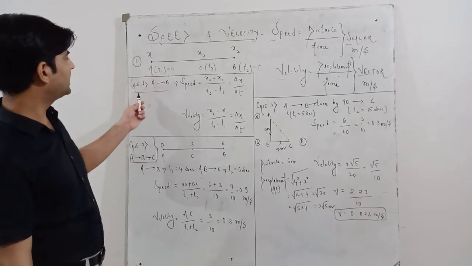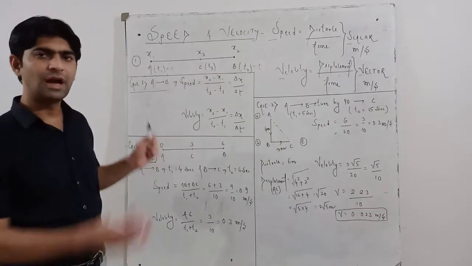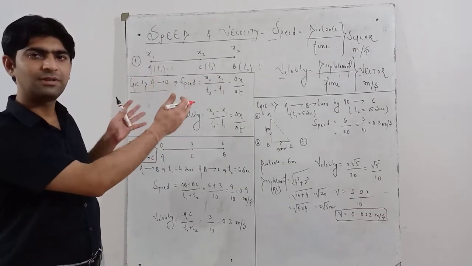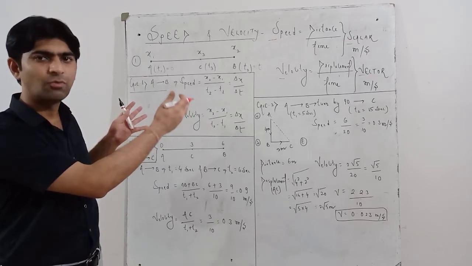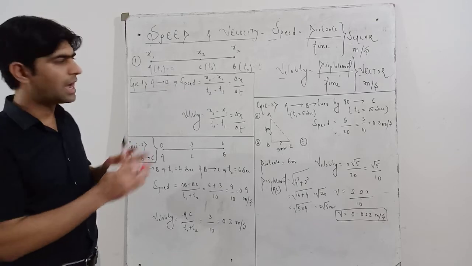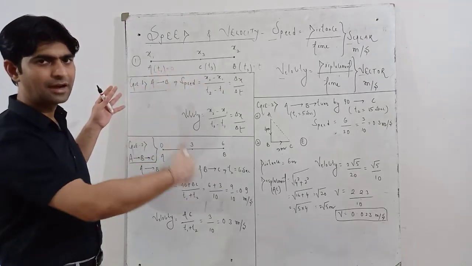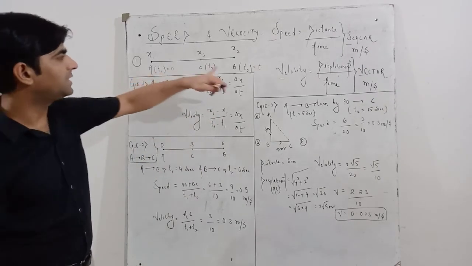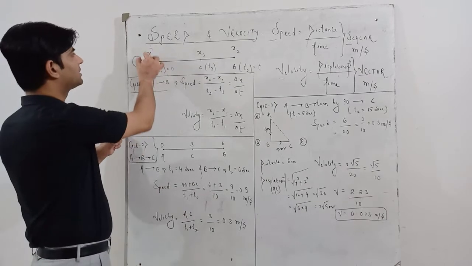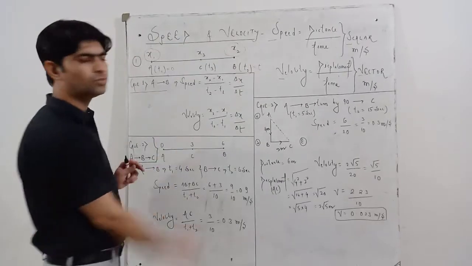So for case number 1, when we are traveling from point A to B, we have to find out for this particular case, what will be the speed and what will be the velocity. I have not taken numerical values in the first case, we will take in the second and third and fourth cases. Okay, so for point A to B, if you see here, point is written x1 and here point is written x2.